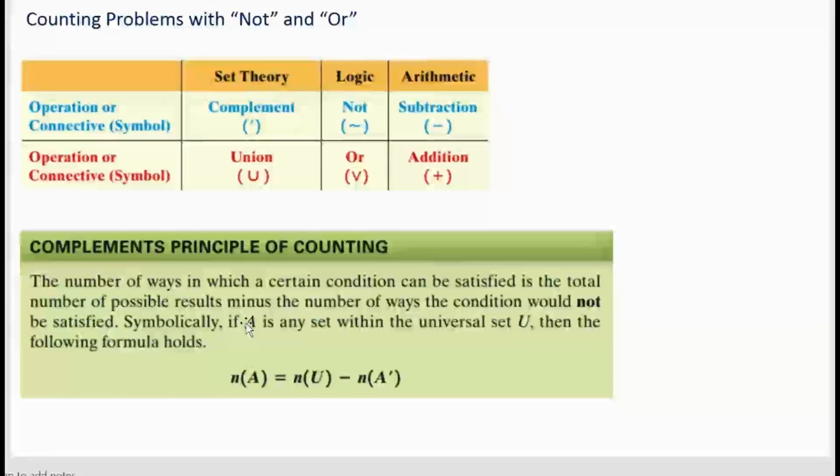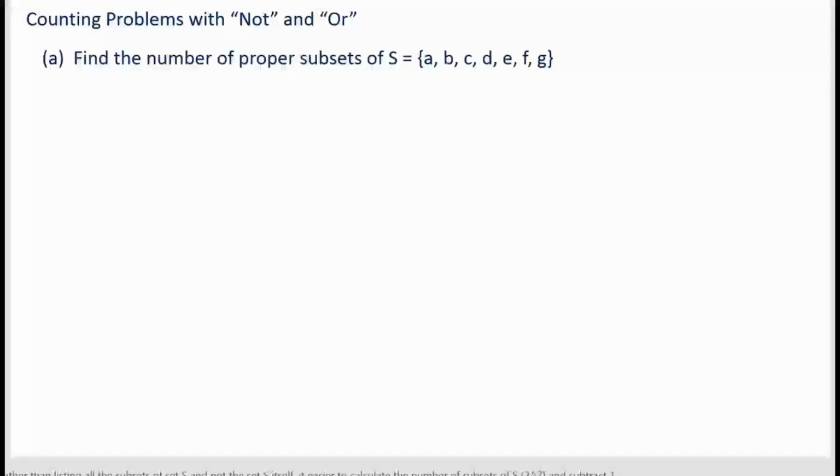Symbolically, if A is any set within the universal set U, then the following formula holds. The number in A, that's how many things are in set A, is equal to the number in set U, and remember the set U is everything that you're talking about for that particular problem, minus the number in the set A complement. When you see that in action, I think you'll feel a little more comfortable with this definition.